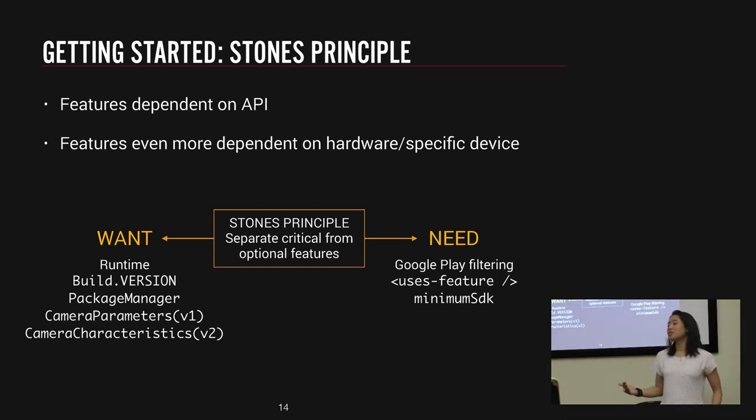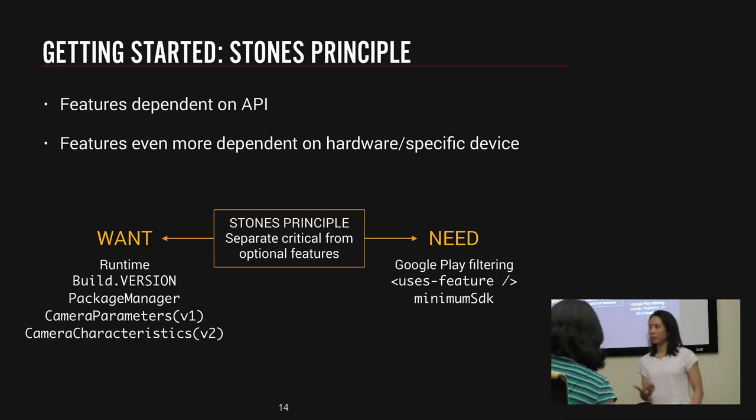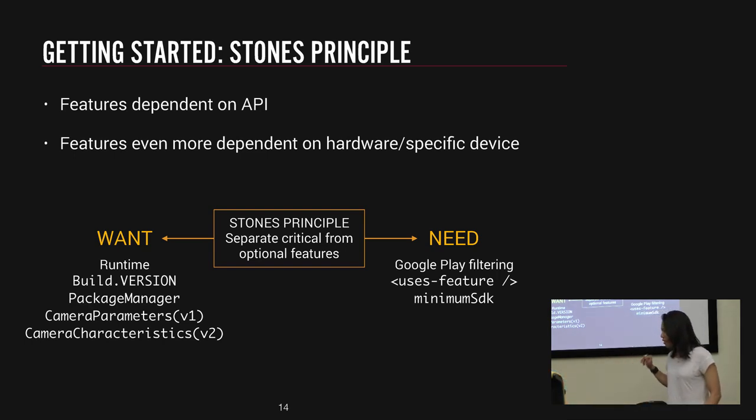So it's really important when you do a camera application to plan out ahead of time what your critical features are and what your optional features are. The framework provides you tools to filter your application on Google Play to only those users that have the things you really, really need. And for those things you would like to have but aren't necessarily required for your application, they can be checked at runtime, and you can alter your logic, hide features, or do whatever you need to for different users.